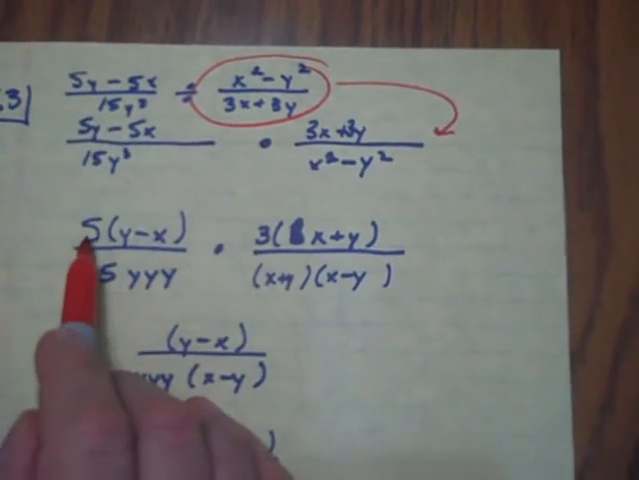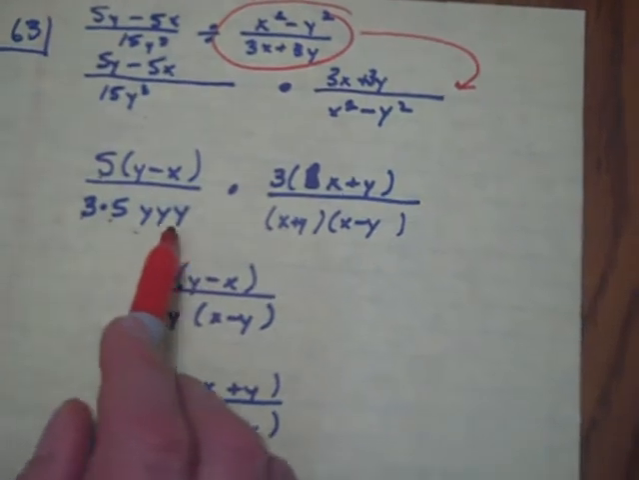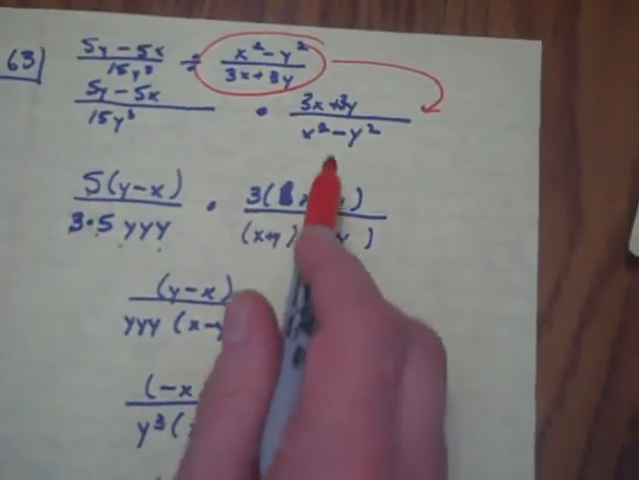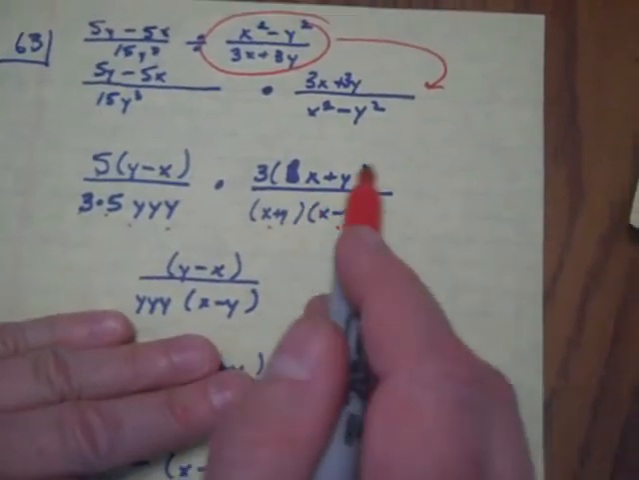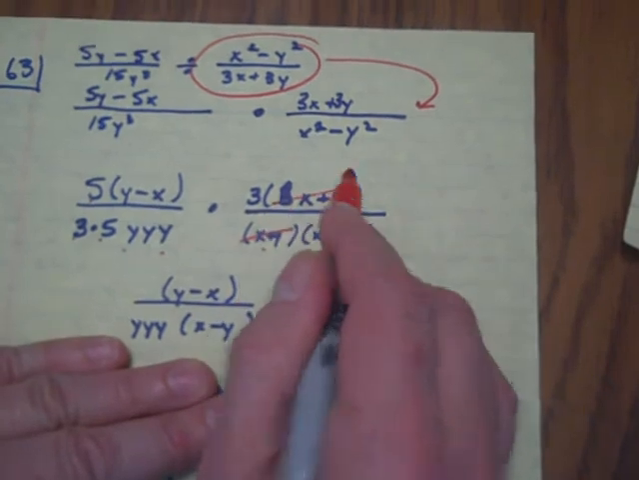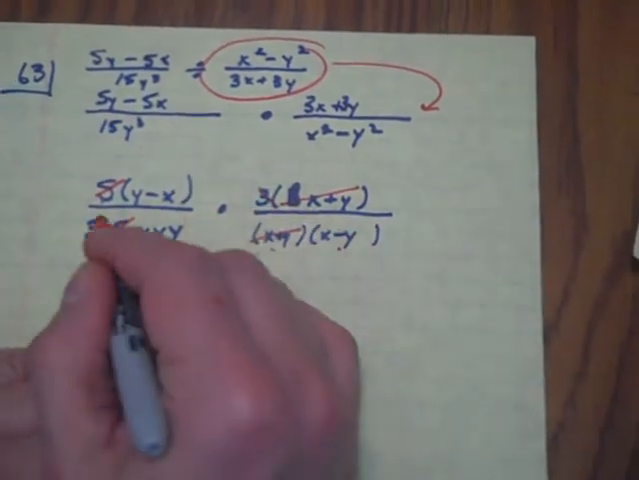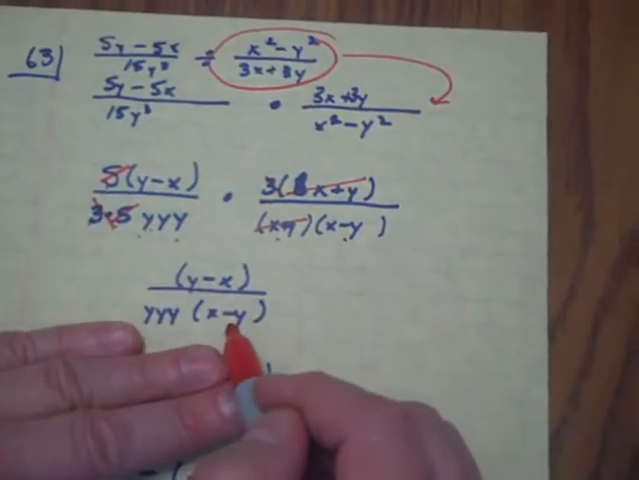So we did that. Next thing is the factor. So 5's common here, pull it out. I wrote 15 as 3 times 5, and y cubed is y. Pull out the 3. 3 times x plus y. Little mistake, just crossed it out. And finally, x squared minus y squared is x plus y and x minus y. Again, right away I see that these two cancel. And right away I see these cancel and these cancel. So I write y minus x, y, and x minus y.